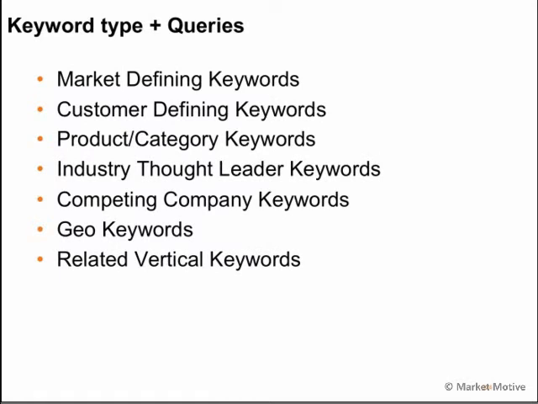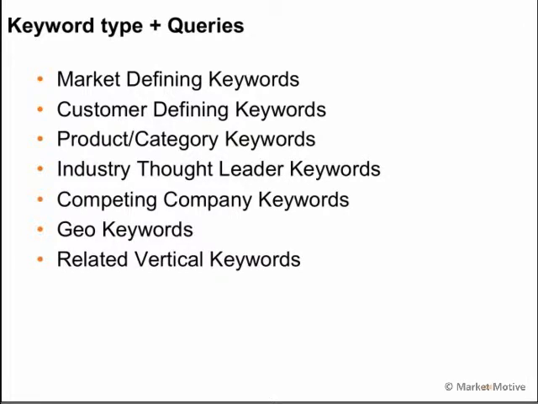When you're thinking about which keywords to modify these advanced queries, you need to think about the different keyword types. Some of these would be what I'd call market defining keywords or pinnacle keywords. Customer defining keywords: what do your customers call what you're looking for? They may call it something different than you do. Product and category keywords: these are the ones that everybody throughout your industry is probably going to use. Industry thought leader keywords: the people that are talking about your industry are probably making up new terminology, frankly. And what are they using? What are the in-vogue buzzwords being used within your vertical?